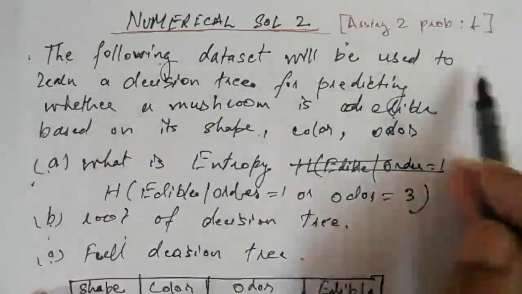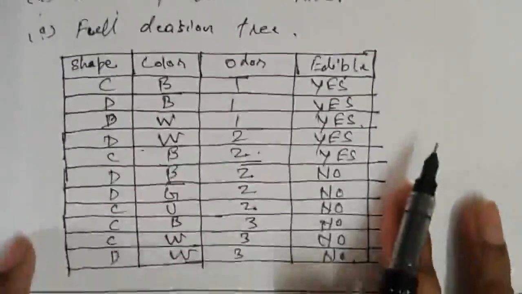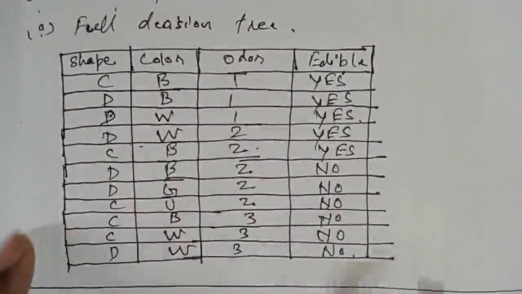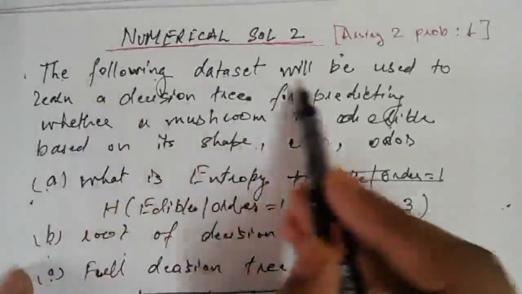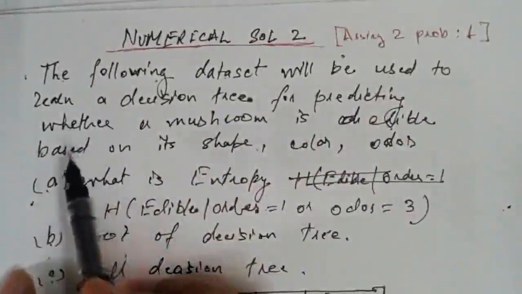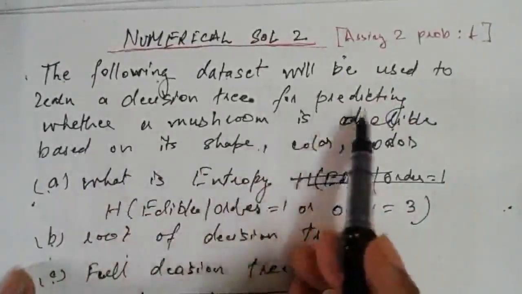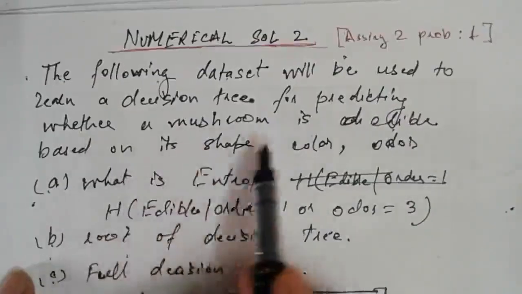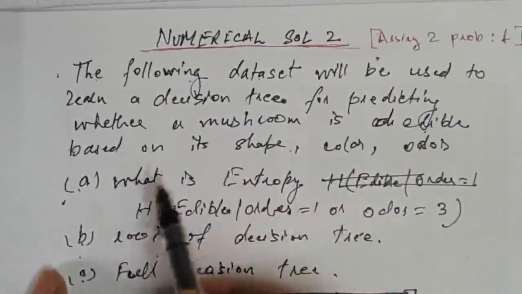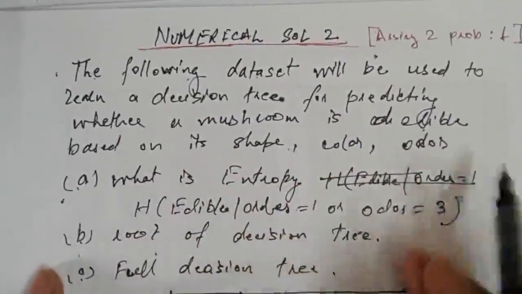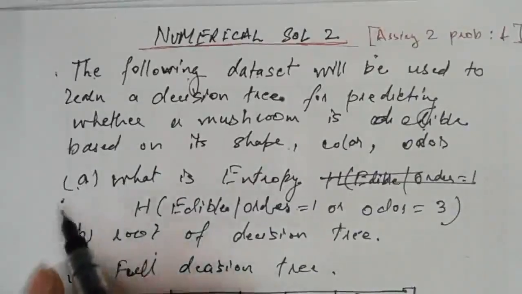We have the following data set and we have to find the decision tree. Okay, so here is the problem detail. The following data set will be used to learn a decision tree for predicting whether a mushroom is edible or not, based on the shape, color and odor. So we have to calculate these three things.